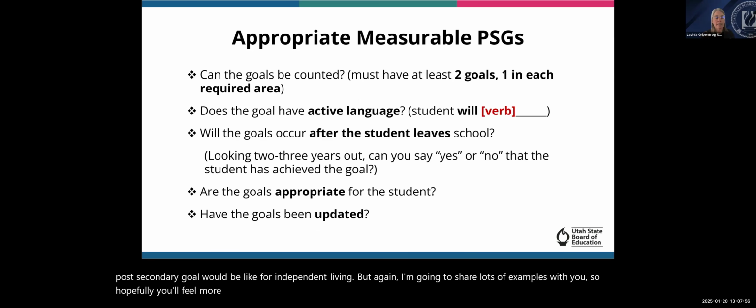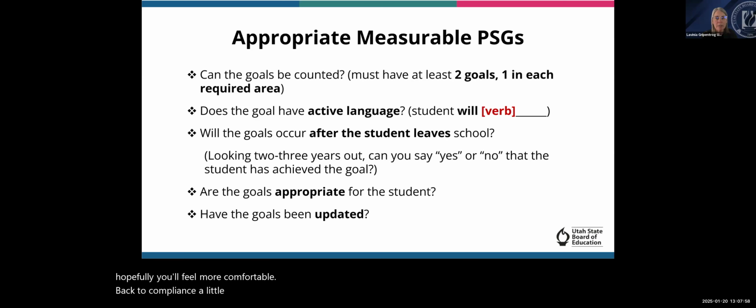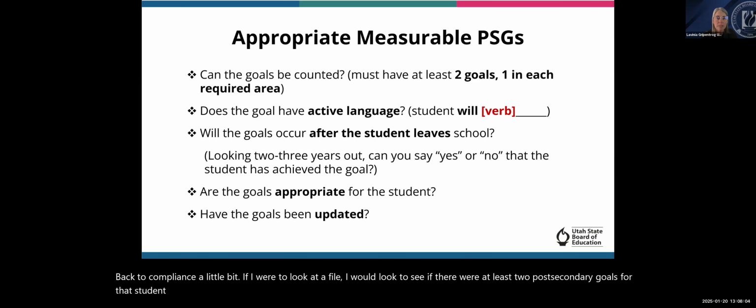Okay, back to compliance a little bit. If I were to look at a file, I would look to see if there were at least 2 post-secondary goals for that student, one for education and training and one for employment. I would look to see that it has active language and that it occurs after high school.